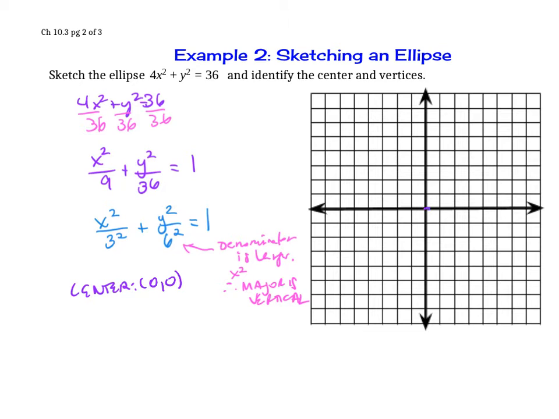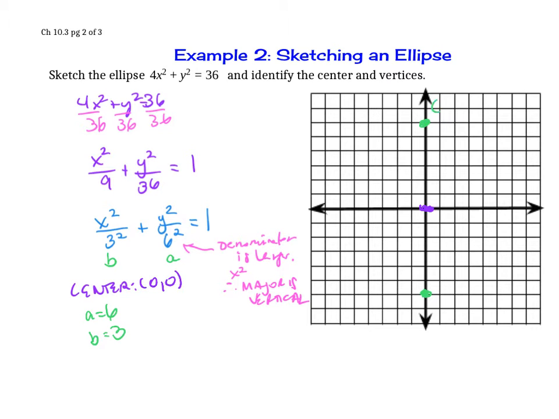So that helps us out here, and we can plot the point. Then we know that since this is the larger value, this is our a, and this is our b. So a is 6, and b is 3. With a being 6, we know it's vertical, so we go up 6 units from the center here, and that's one of our vertices, and then we go down 6.